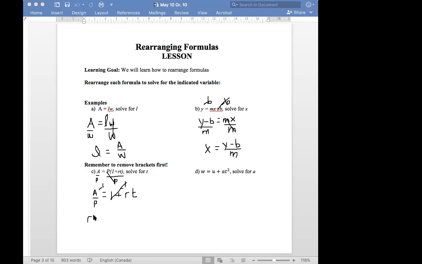I'm going to put these on the other side now, just to make it a little bit easier for us. So we're going to have A over P minus 1. And then we want T on its own. So this is being multiplied, so we're going to divide it by R. That cancels this guy out, and then this whole thing is divided by R. So T is going to equal A over P minus 1 and the whole thing over R.